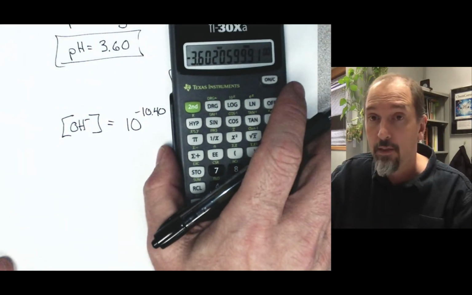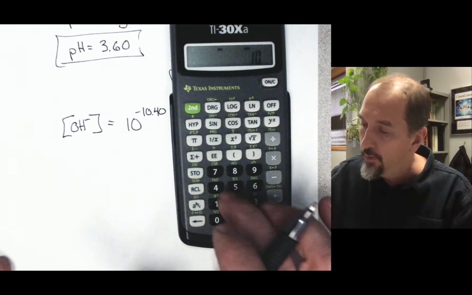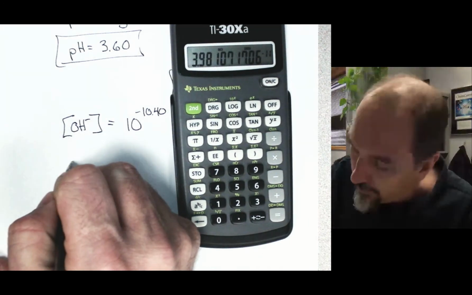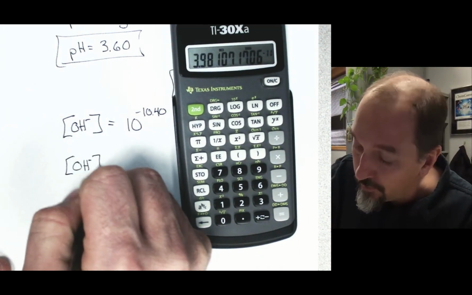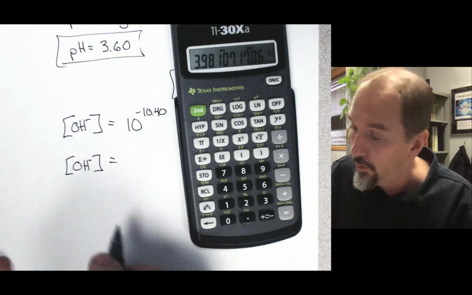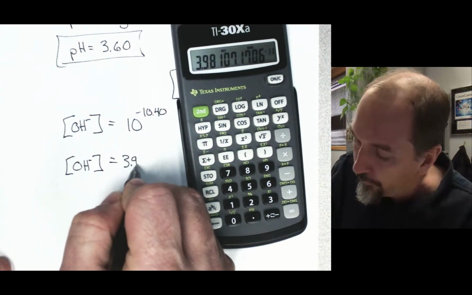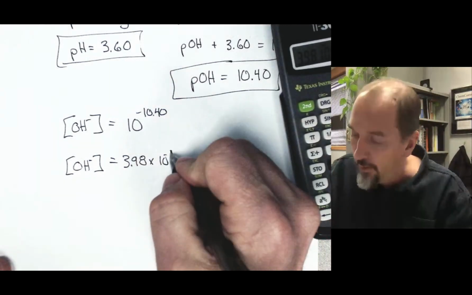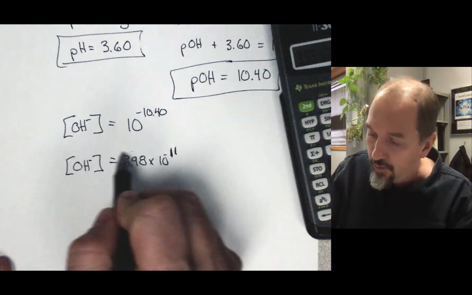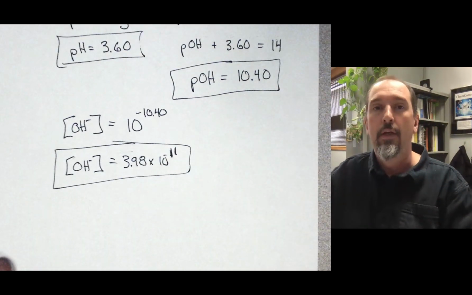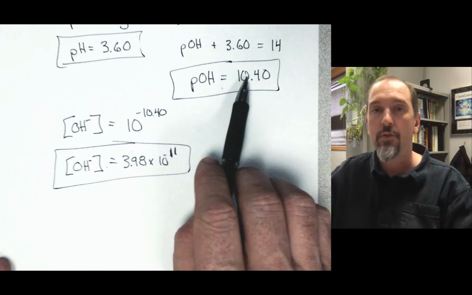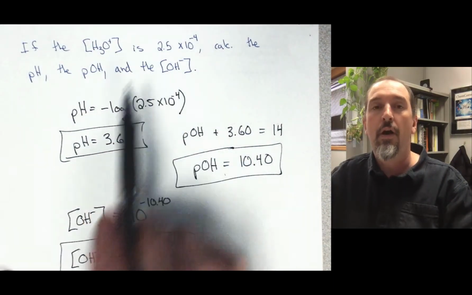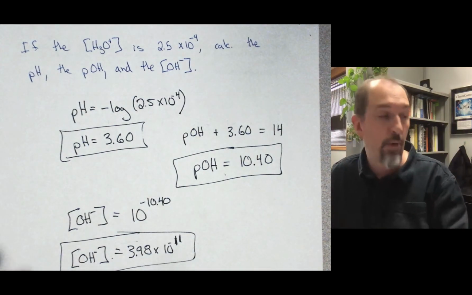So I will take 10.4, make that negative, and take the second log. And we get the hydroxide ion concentration equal to 3.98 times 10 to the minus 11. That's an 11. So you can see now we've got the hydroxide ion concentration. So we calculated 3 values just given the one that they gave us in this question. So those are all related. And like I said, there's multiple ways to do these problems.